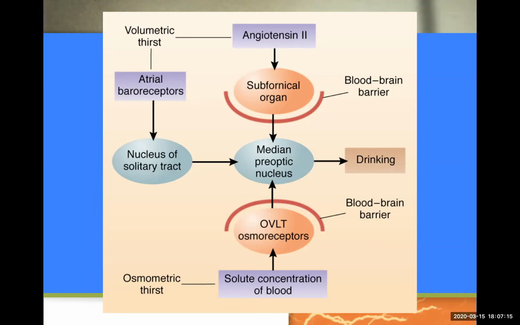But that signal of thirst is very sensitive. It says there's not enough total fluid. So volumetric thirst: how much total fluid. Osmometric thirst: how concentrated that fluid is. All that information comes in and is integrated at the median preoptic area. So this is the single point of integration for thirst that controls the drinking response.